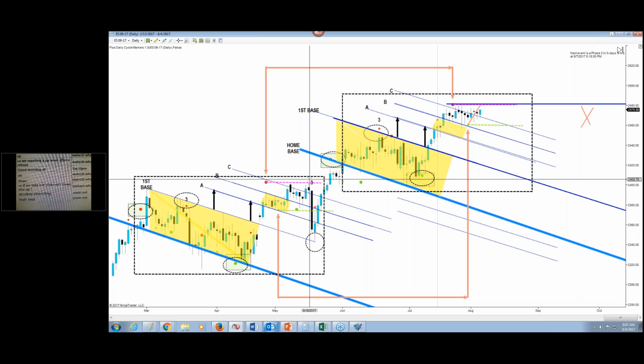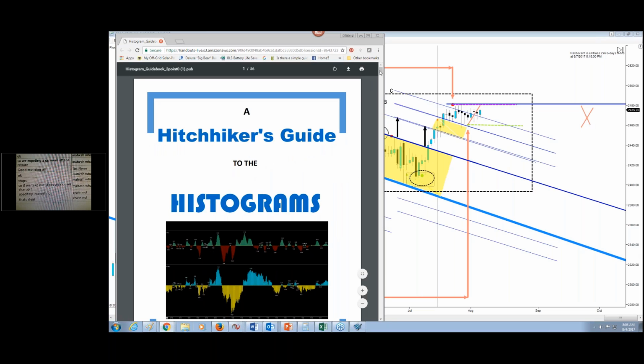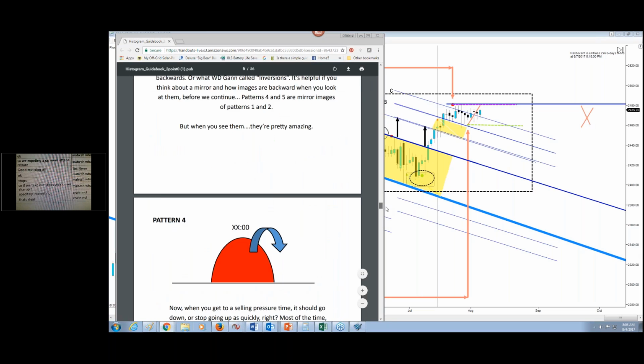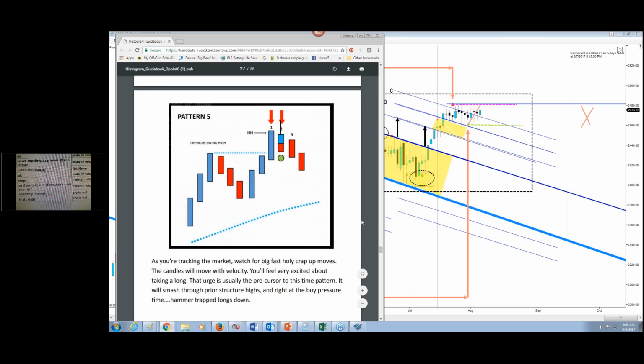So here's my guess. Want to hear my guess? Here's my guess. In your book, there's a handout, histogram guidebook. And in the histogram guidebook, there's a pattern 5 diagram. And Irwin, you see that signal right there on page 27? Green dot at a higher high.